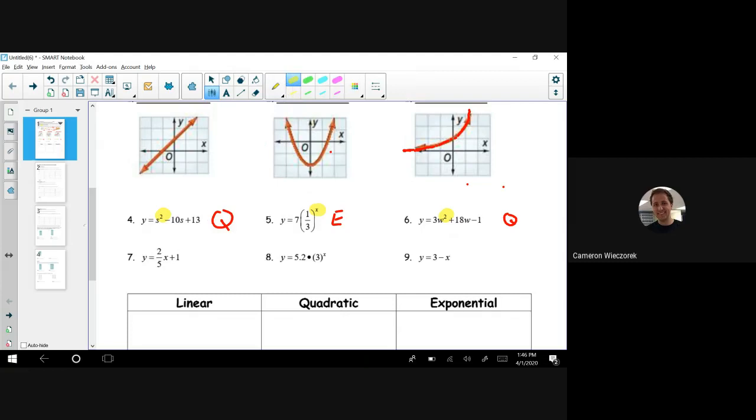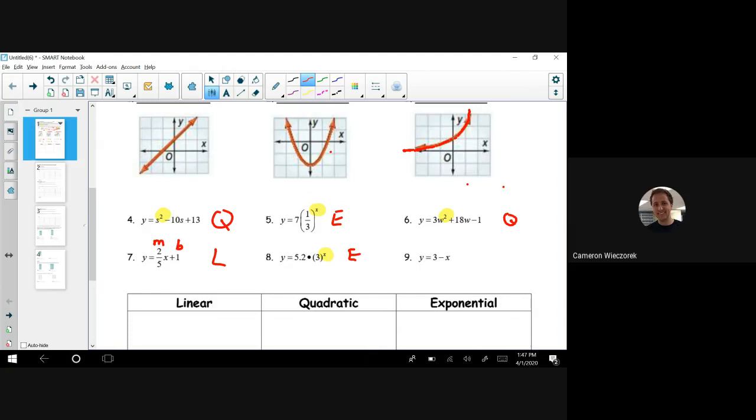Number 7 fits the format of y equals mx plus b. There's my m, my slope, and my y-intercept would be the positive 1. This is straight up linear. Number 8, I notice there's my exponent of x, which makes it exponential.